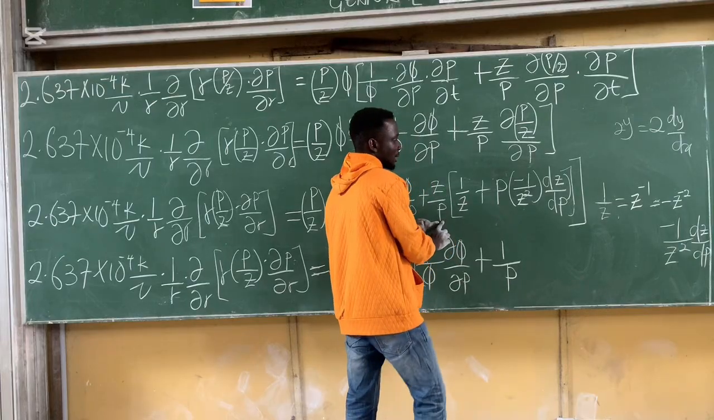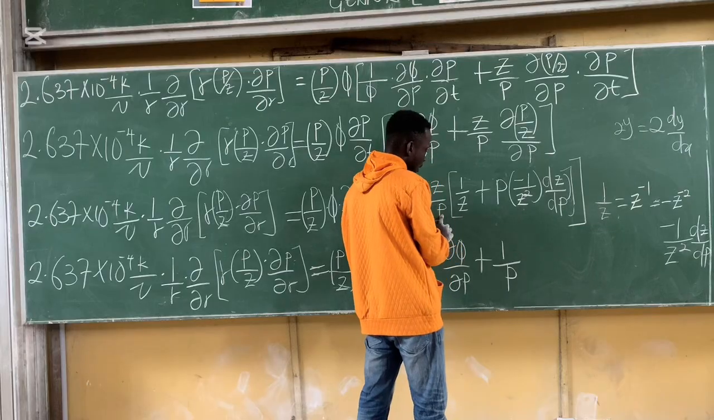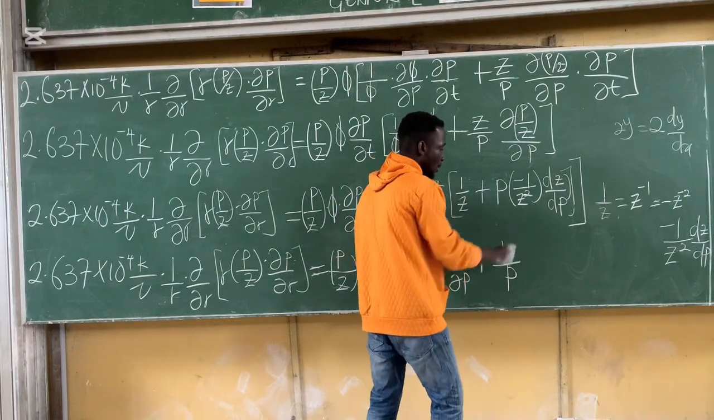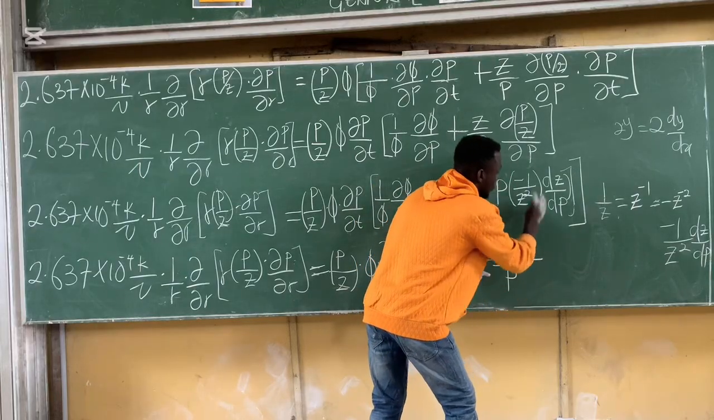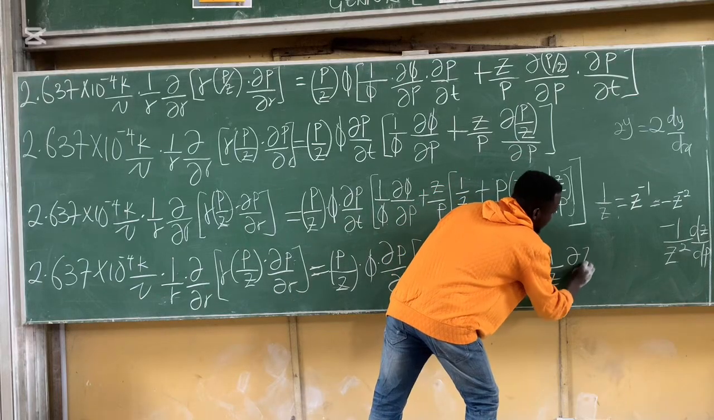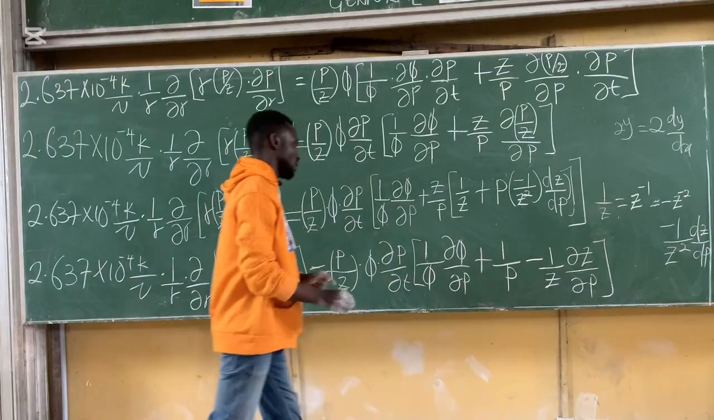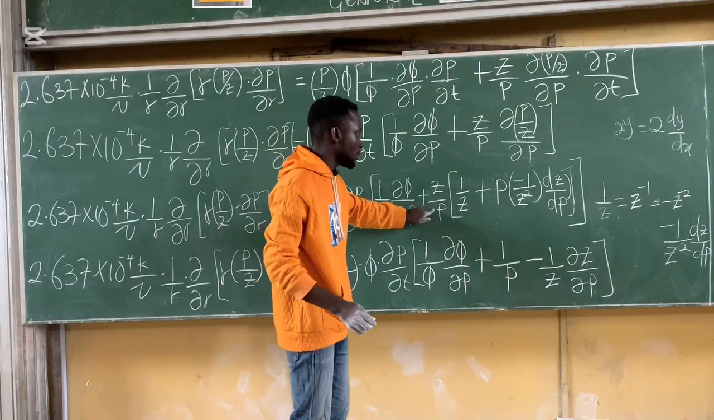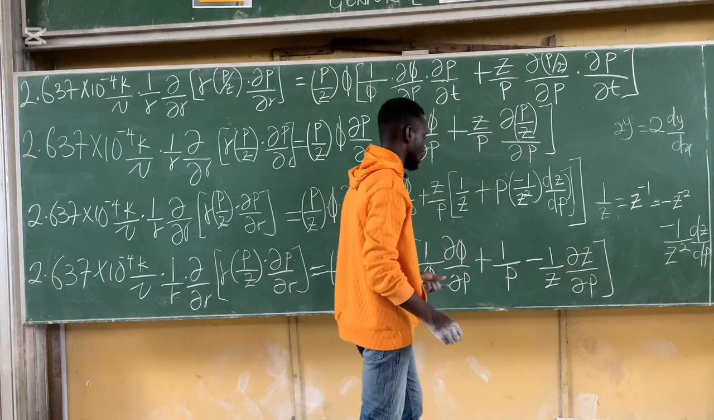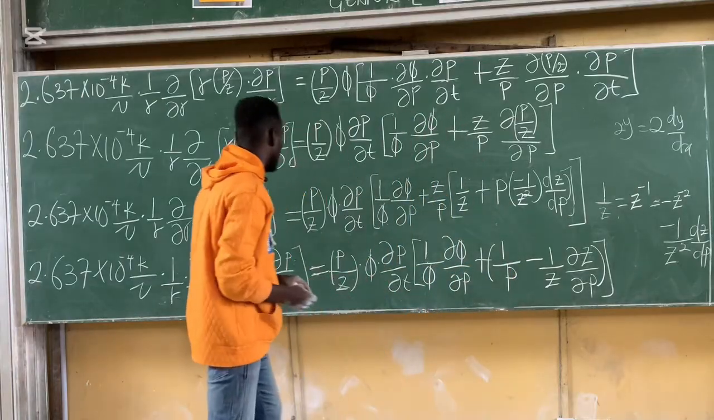Z over p times p into minus 1 over z square. P here will cancel this p. Z here will cancel one z from here. We will be left with minus 1 divided by z, dz divided by dp. So we are going to have this. So if you use z over p to open this bracket, we are going to have this expression. Let's put this one here in brackets.